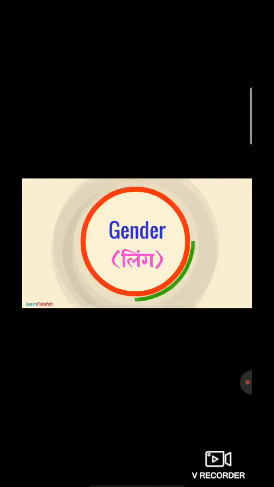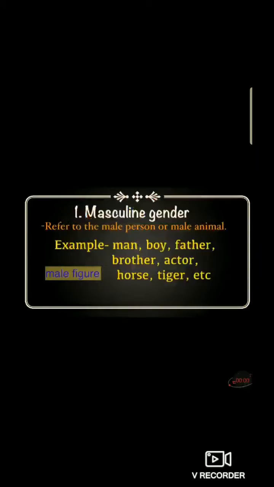So students, everyone understood the gender? I had given the example, right? Gender in Hindi we call Ling. So students, as I told you, there are 4 types of gender. First one is masculine gender. Second, feminine gender. Third, common gender. And the fourth one is neuter gender. Right students? So come to the very first one.